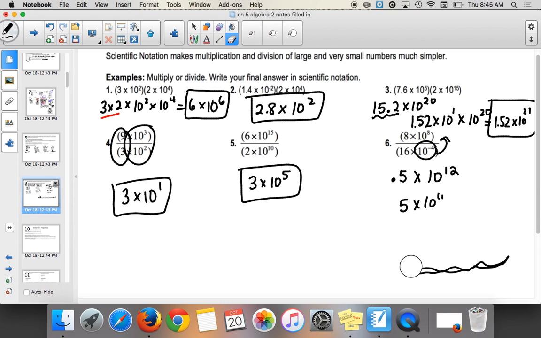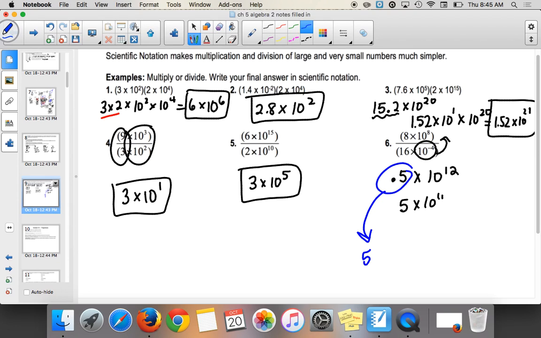So if you don't like that method, you can always do what I did before. You can rewrite 0.5 and you can say, oh, 0.5 is 5 times 10 to the negative 1. And then I still have times 10 to the 12th, so I just add those numbers, negative 1 plus 12. Okay, making sense? Maybe? Okay, questions on any of that?